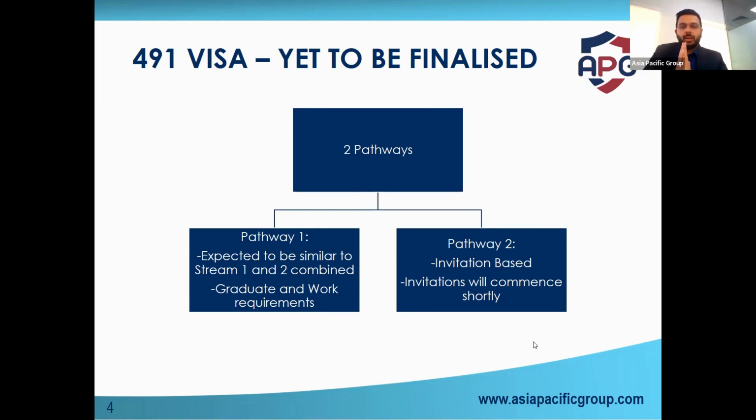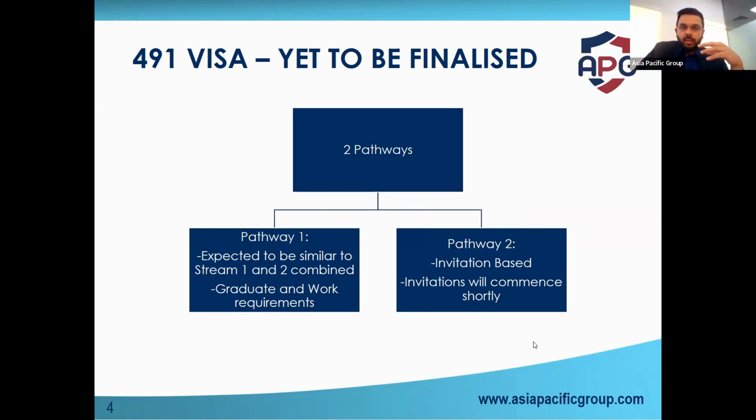So what we know so far is that for sure there are going to be 2 pathways. In the first pathway, you have to go through RDA, meaning Regional Development Australia. There are 14 RDAs in NSW, from the Illawarra region, Newcastle region, to Far West, Central West, Southern Inland, Northern Inland. There are 14 of them. So we have to look at their criteria and what they want from us, right? This is the first thing.